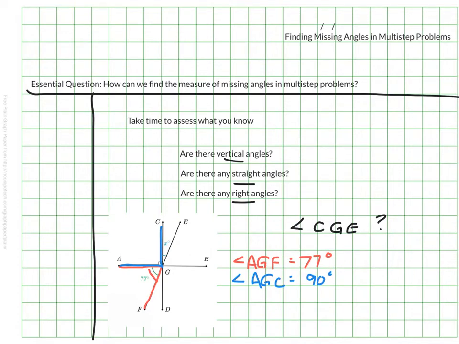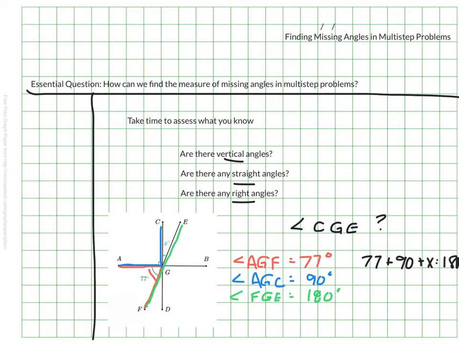Let me think. What else could help us figure this out? Well, maybe it's hard to tell now that I've drawn on it, but this was a straight angle, right? F to G to E is a straight angle, and I think that will help give us enough information, because that means we know that whole straight line is 180 degrees, which means that all three of these angles together make 180 degrees. So we know that 77 plus 90 plus x equals 180.